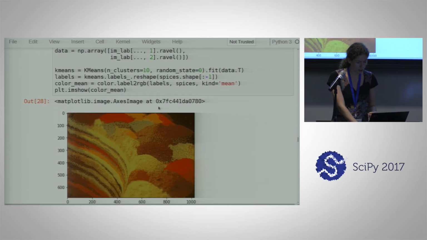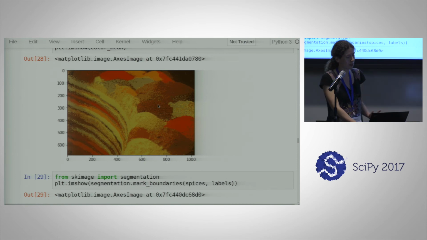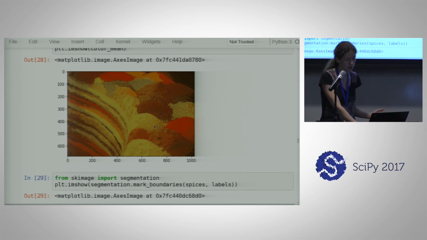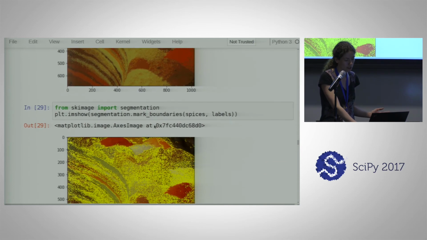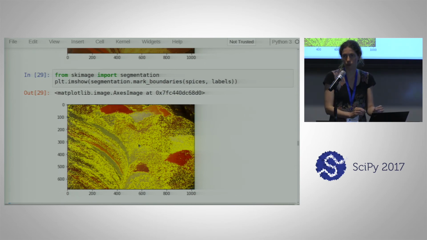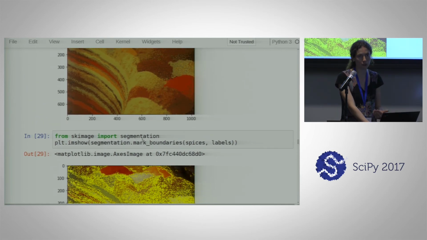But so you can see here that that's a result of our segmentation, and it looks good, but I wanted to have uniform patches of similar color, and here I have a very fine-grained texture, so I was really not able to segment the different patches. And you can see here I use this very nice mark boundaries function from the segmentation submodule of scikit-image to show the boundaries between the labeled, the segmented regions, and you can see that it's full of noise. So really not a usable segmentation that I could have.